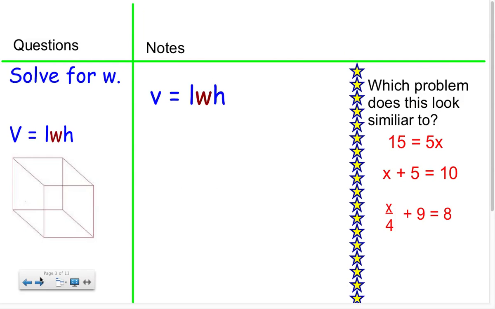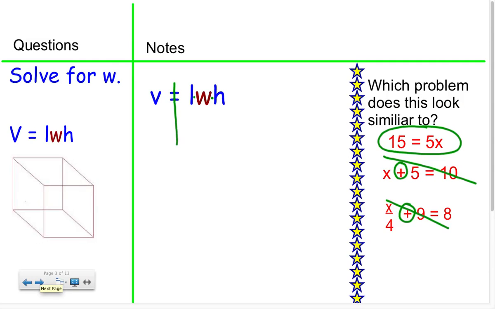Alright, solve for w. This is also a real life equation, and it stands for volume equals length times width times height. This one is similar to the last one because it's all multiplication. So if I look at my problems on the right here that it might be similar to, we have addition, so it's not that one. Addition, it's not that one, it's this one again, multiplication.